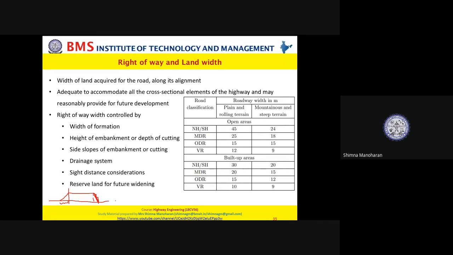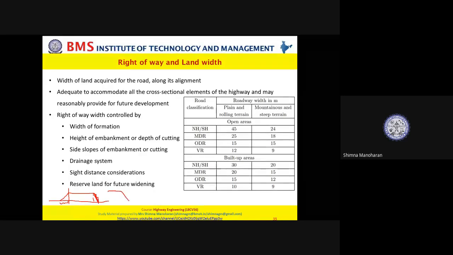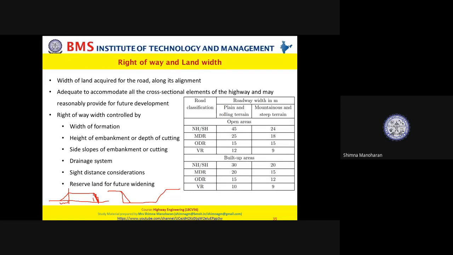Now for a cutting, this might be the road on a cutting, right? So in this case, the total right of way or land width will be from here. Though this is the carriageway plus the shoulders, the right of way also depends on what slope you are going to provide. Then the drainage system in that area, then side distance. Side distance considerations we will be seeing in tomorrow's class. And then what is the reserve land that is being kept aside for future widening.